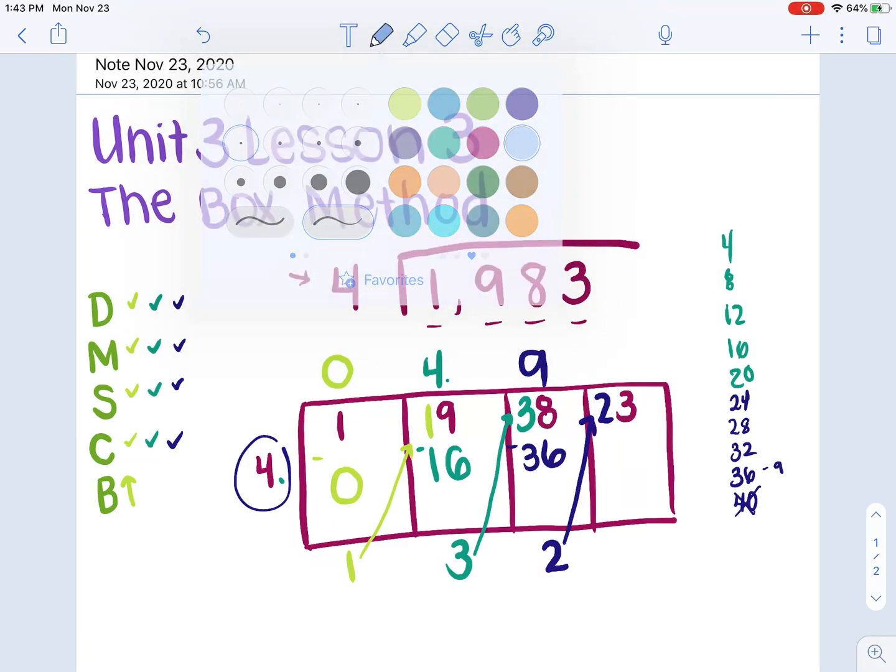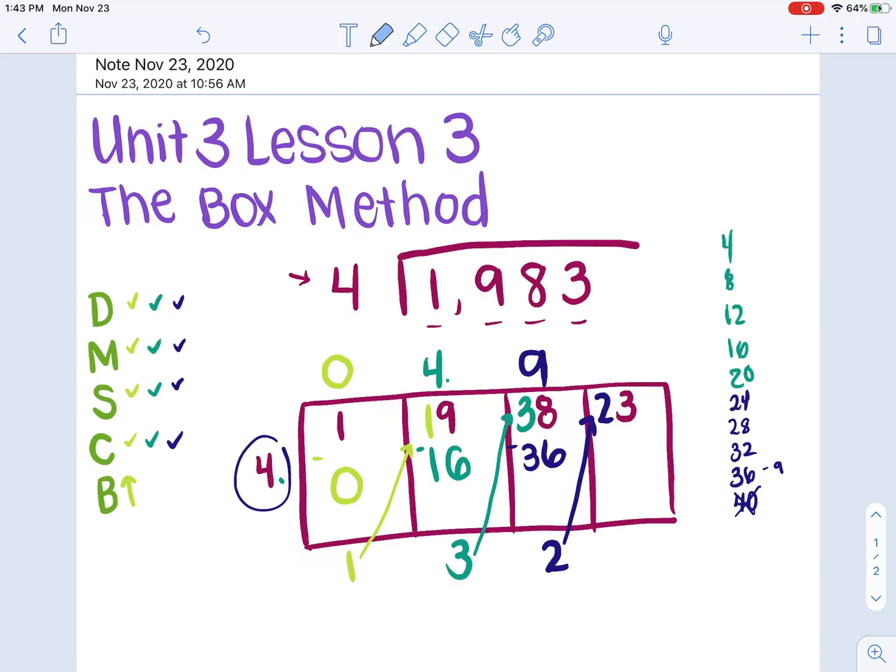Now we're ready for our last box. Since I've already done my hard work, I can just divide 23 by 4 by using my work over here. I've got 5 there to get 20. 4 times 5 is 20. So I've divided and multiplied. Now I'm going to subtract. 23 minus 20 is 3.